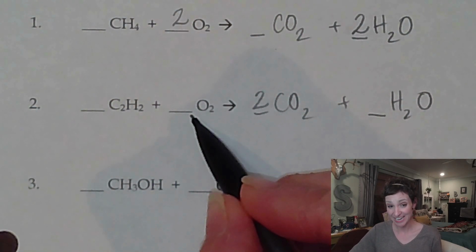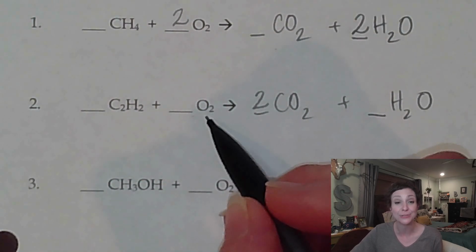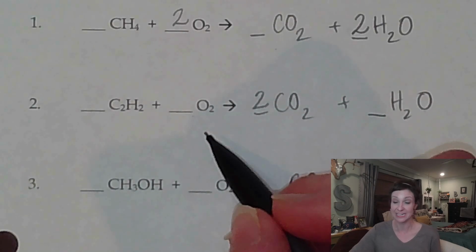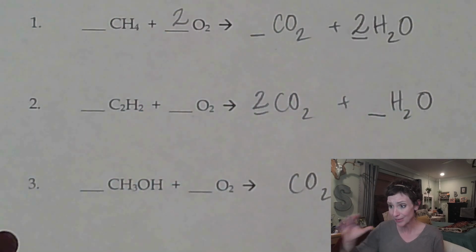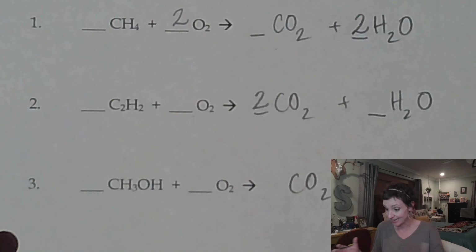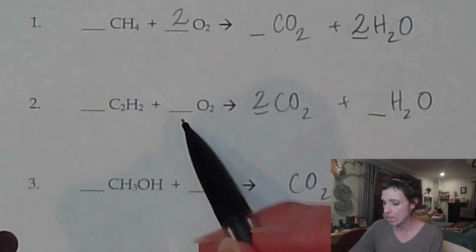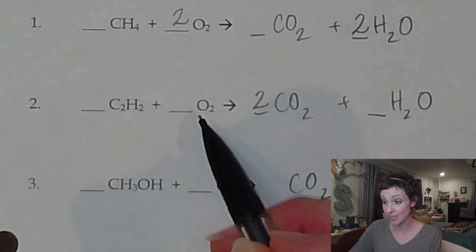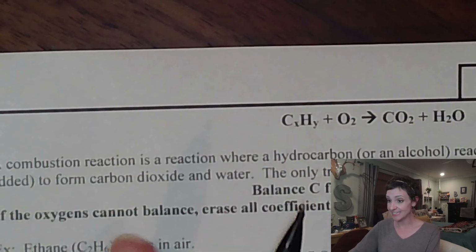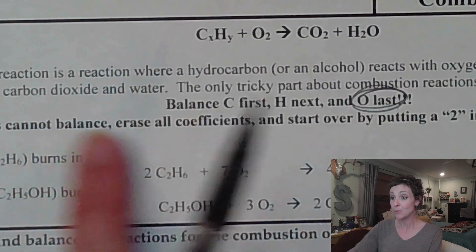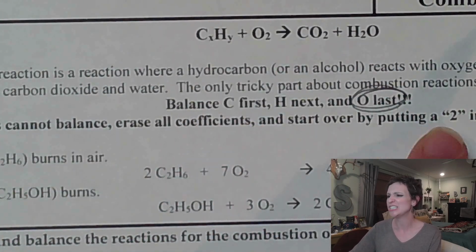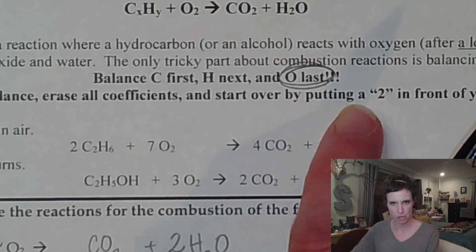I cannot get 5 on this side if I am always coming in multiples of 2, thanks to the diatomicness of that oxygen. So here we have run into a situation where I cannot possibly create an odd number of oxygens on this side. Well, if oxygen cannot balance, we will erase all the coefficients and just start over by putting a 2 in front of your hydrocarbon.